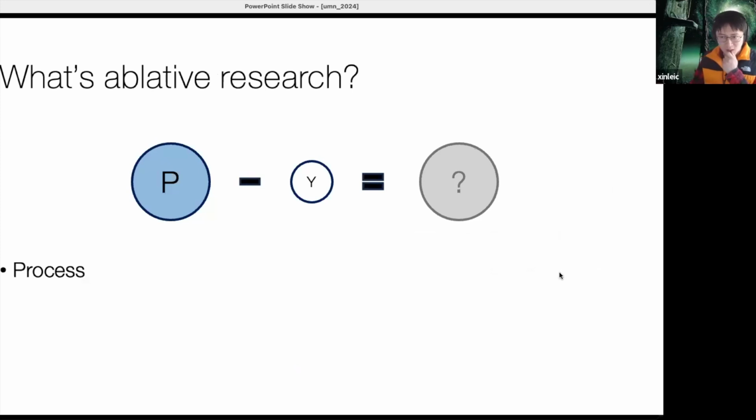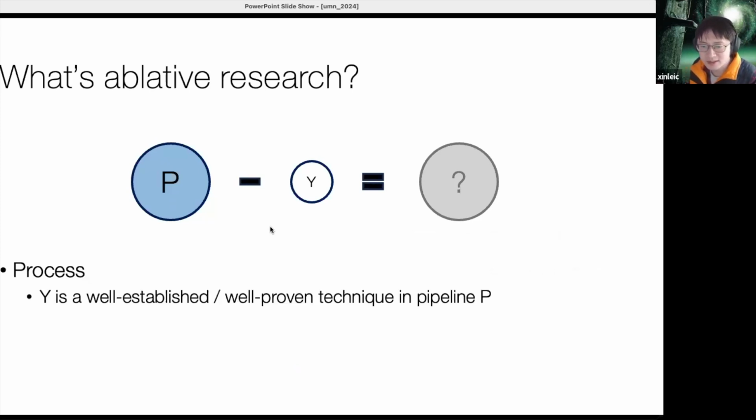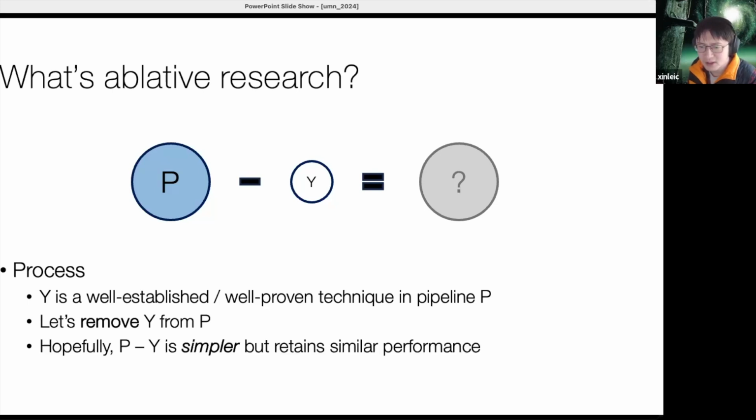So what is ablative research? It's very simple. Let's remove things. The process is that Y is a well-established and well-proven technique in some pipeline P. Let's just remove Y from P and see what it is like. And hopefully, the research will find that P minus Y is a simpler method, but it will retain similar performance compared to the original pipeline P. And that would be interesting.